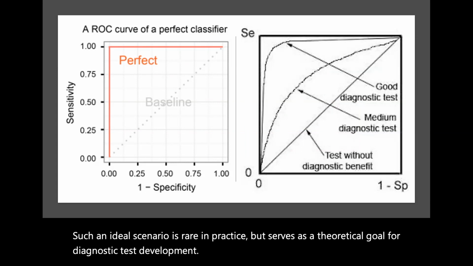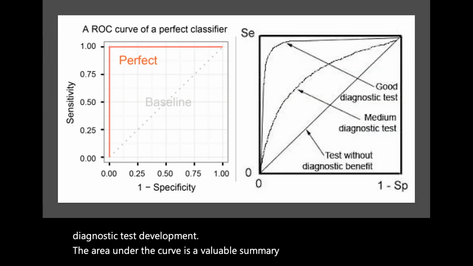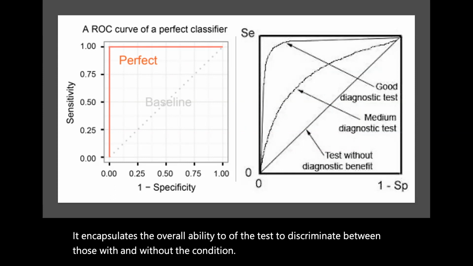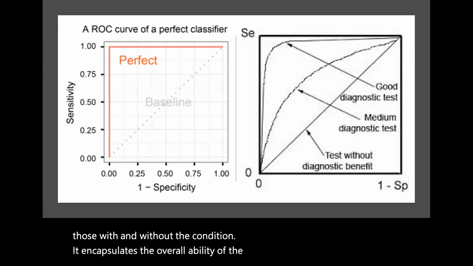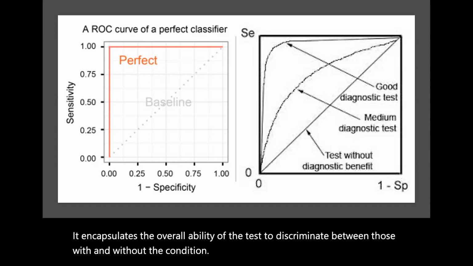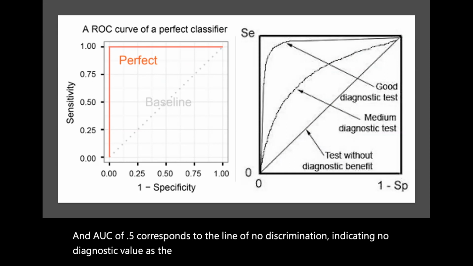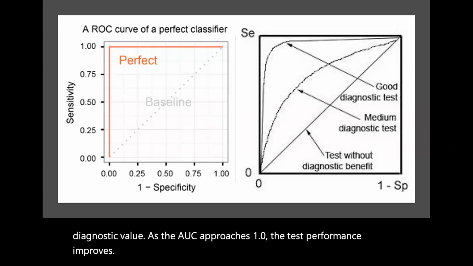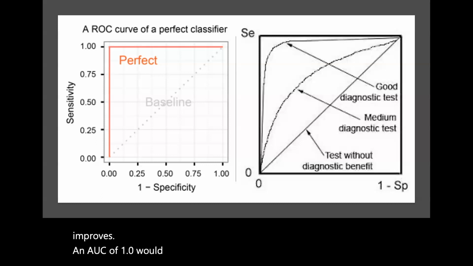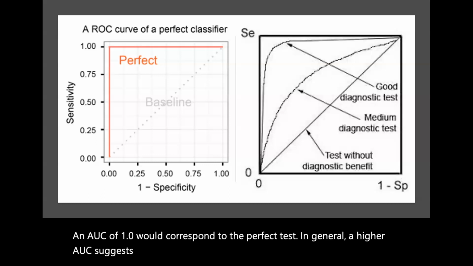The area under the curve is a valuable summary statistic of the ROC curve. It encapsulates the overall ability of the test to discriminate between those with and without the condition. An AUC of 0.5 corresponds to the line of no discrimination, indicating no diagnostic value. As the AUC approaches 1.0, the test performance improves. An AUC of 1.0 would correspond to the perfect test.